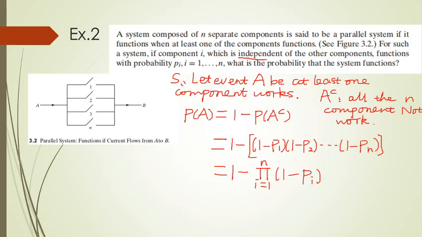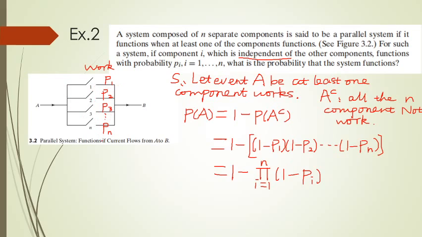So here, the first one works with probability P1. The second one works with probability P2. The third one is P3. And until the last one is Pn, right? If they don't work, the probability will be 1 minus P1. All of those n components will not work, so it will be 1 minus P1 times 1 minus P2, taking the product of those n failures for the n components, right?